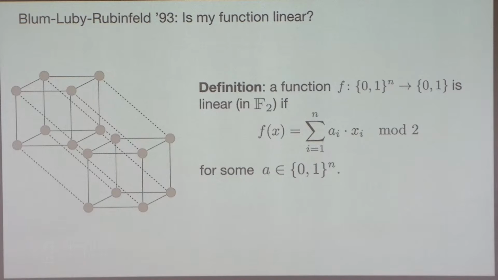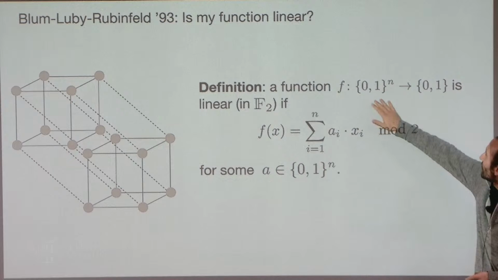Okay, so now I'll tell you what I think is one of the first really awesome results in property testing of Boolean functions. This question of, is my function linear? Okay, so I'm going to talk about this paper of Blum, Luby, Rubinfeld in '93, where they were considering the property of the Boolean function being linear over F2. Okay, so let me tell you the definition.